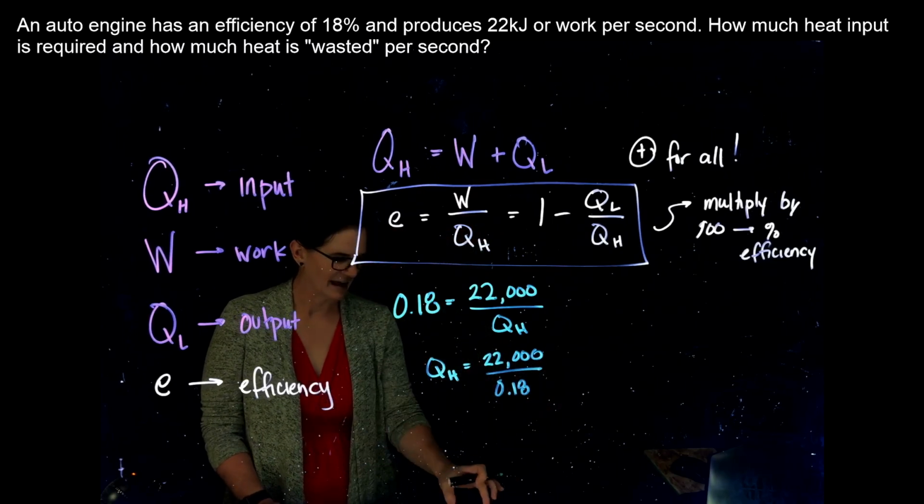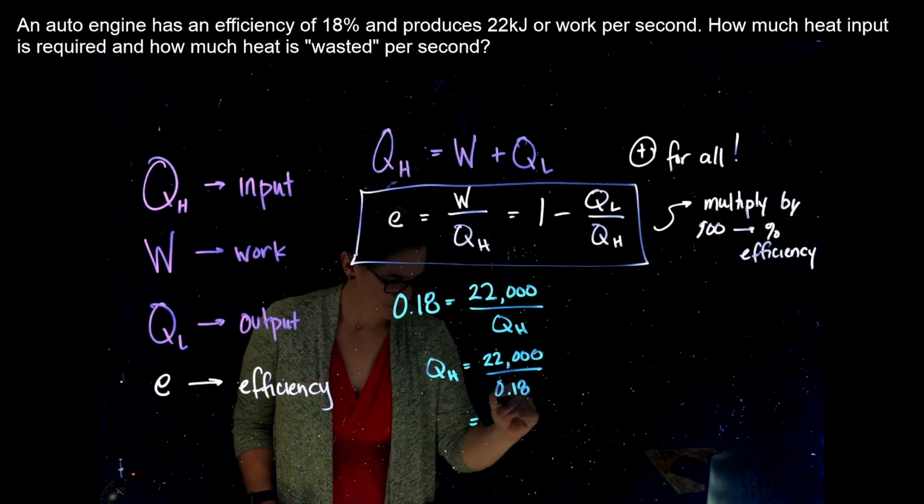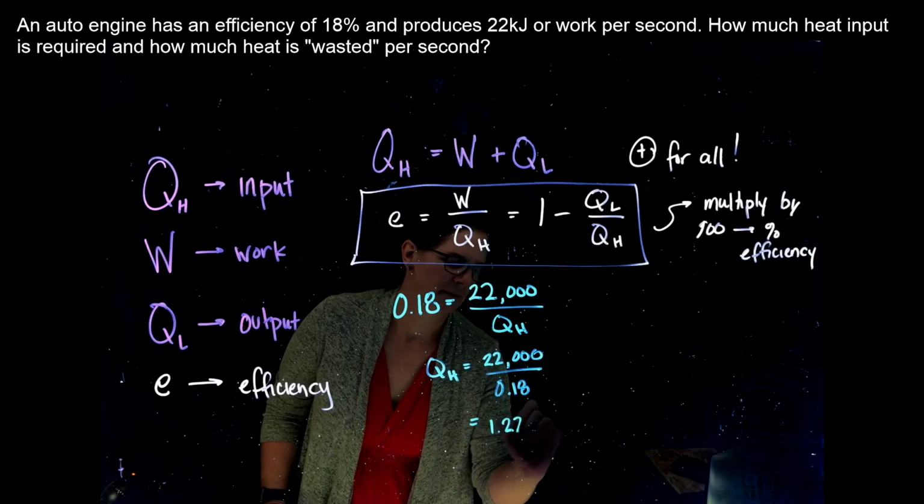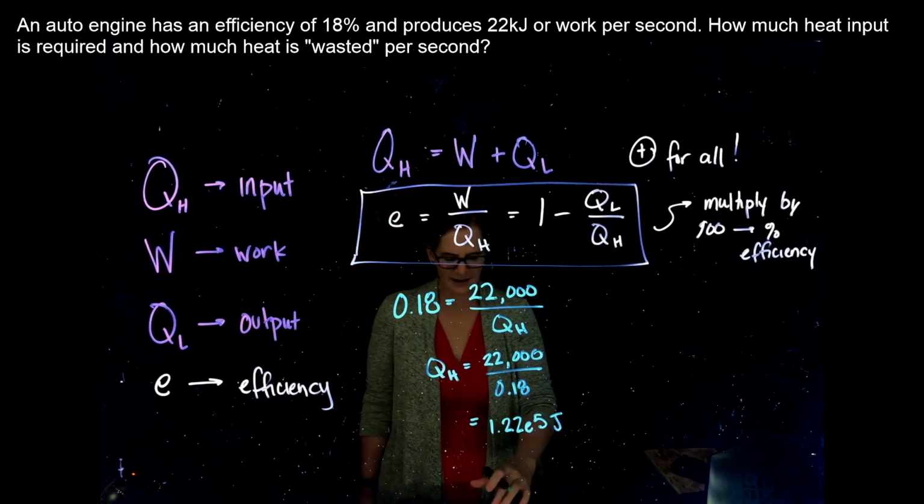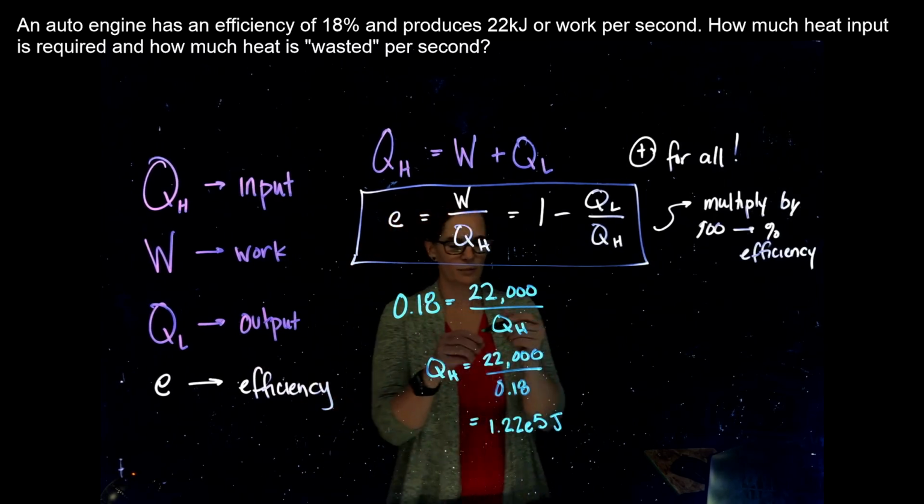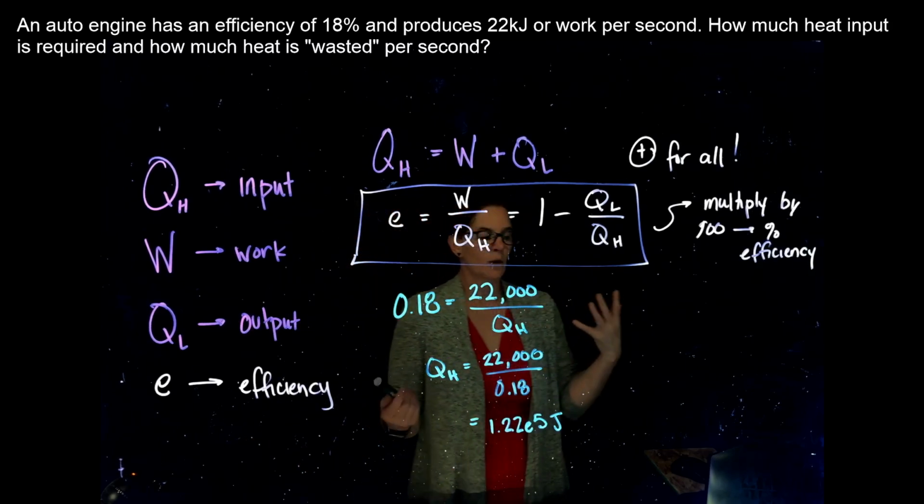So that's our QH. So QH is equal to 22,000 divided by 0.18. And we find that our heat needed is 1.22 times 10 to the 5th joules. So a lot of heat needed. All right. And to, again, just practice this relationship, how much heat is wasted in the environment?